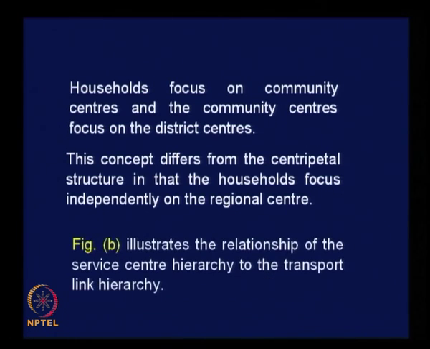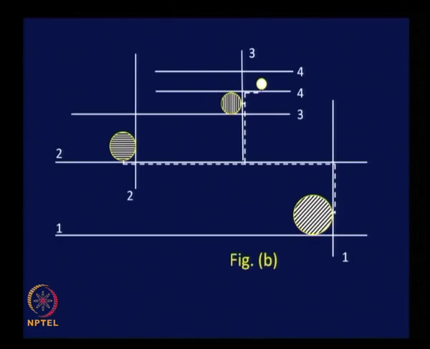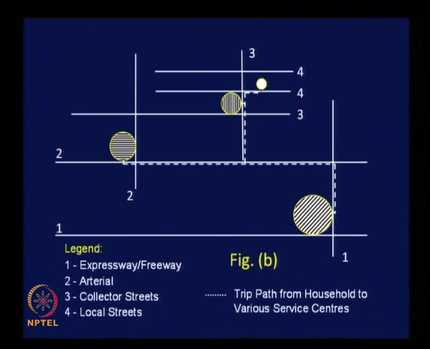Of course, we can look at the figure which shows the fitness of the road system hierarchy with the activity centers hierarchy. This is how the system works. Of course, legends are the same as we have seen earlier: number 1 expressway, number 2 arterial, number 3 collector streets, number 4 local streets, and dotted line indicates the trip path from household to various service centers. Where are the households located? As usual, they are located along class 4 category roads, right.